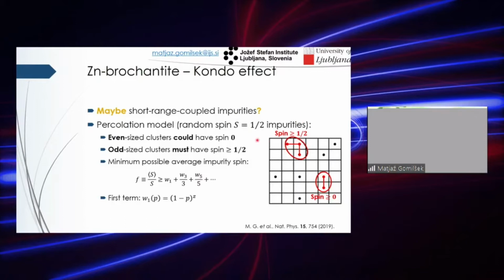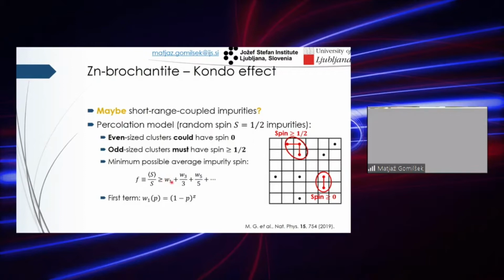But even if we could assume that all the even-sized clusters of impurities had spin exactly 0, and all the odd-sized clusters had a minimal possible spin for an odd-sized cluster of 1/2, we would still get some residual magnetization per impurity, so residual spin per impurity, just if the impurities were distributed randomly, because some of the clusters are odd-sized. And this is described by this series.